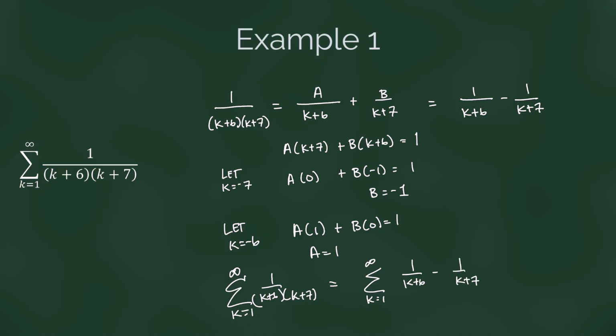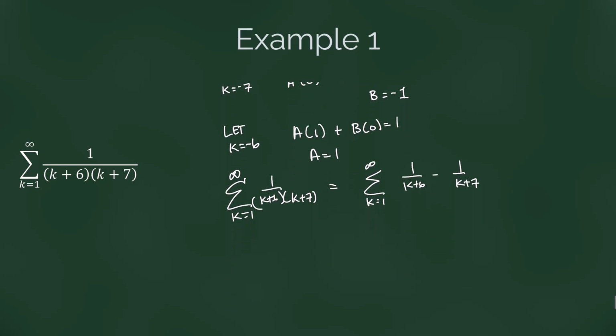So let's see now what sense we might make of the partial sums for this. So let's look at the nth partial sum. That's going to include our first term, which is 1 over 7 minus 1 over 8. That's when n is 1.